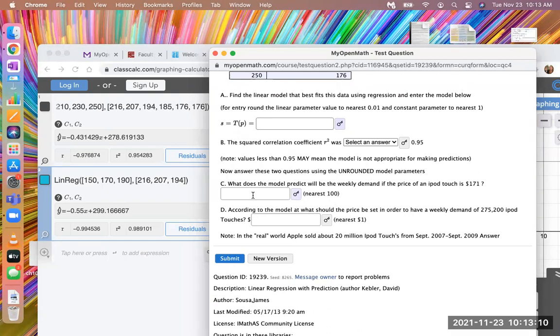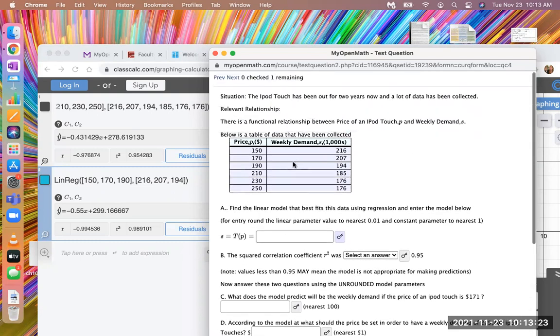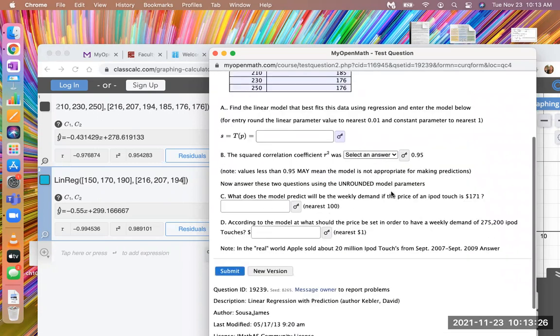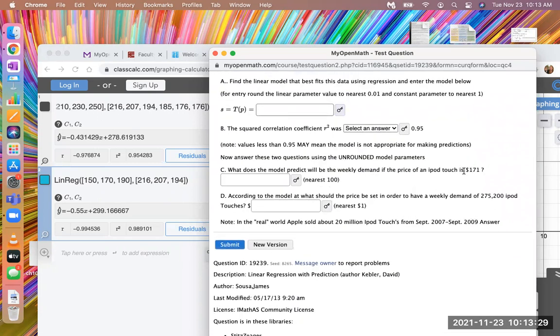But to find this answer, basically this line has 2 unknowns, the y and the x. And when they give you an x value, because your x values are the price of the iPad, so they give you a price, we're going to plug that in for the x. And then we're just going to simplify and find out what the y is, because they're asking, if x equals 171, what is y? That's what they're asking us, because the y value is the weekly demand and the x value is the price.